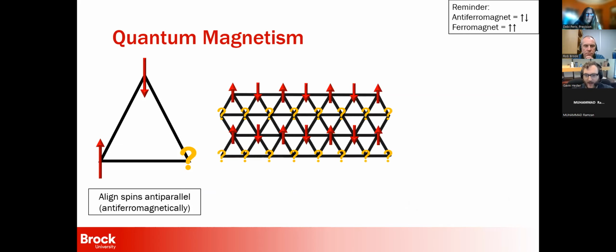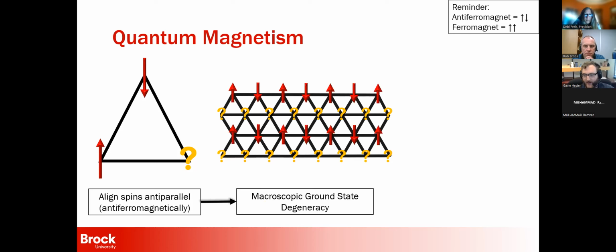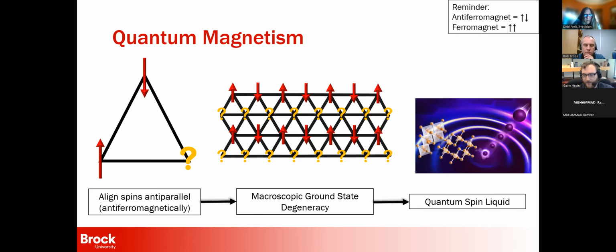And what happens is if you tile this over a lattice, making a triangular lattice like this, you get what we call macroscopic ground state degeneracy, which is a lot of buzzwords, but it's essentially saying that there is no single energy state for the system to enter that is preferred. Generally, systems always look for the lowest energy state, but since you have this uncertainty in what that spin's direction should be, it means that you have this very large degeneracy to the ground state.